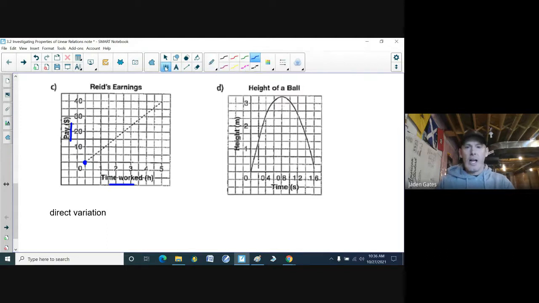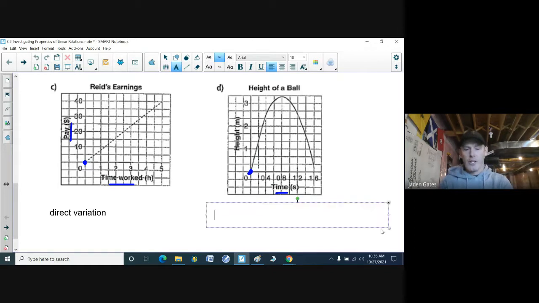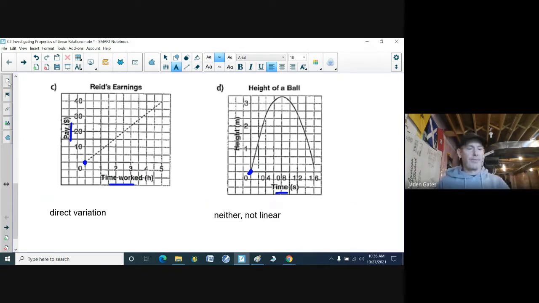All right, our last one here, D. Again, we're looking at the point 0, 0, which means 0 time, 0 height, which would be right there. And you can see that our graph does go through that point, but there's a catch. This ain't no line. This is a curve. So is it partial or direct variation? Secret answer C. It's neither. It is not linear. It's not a straight line. A little bit of a trick thrown at you there.